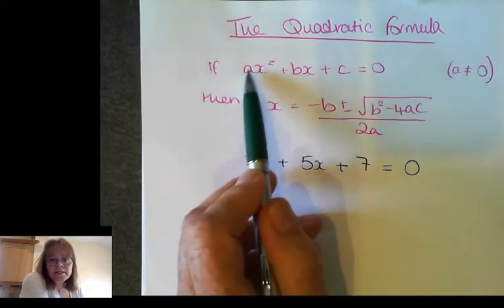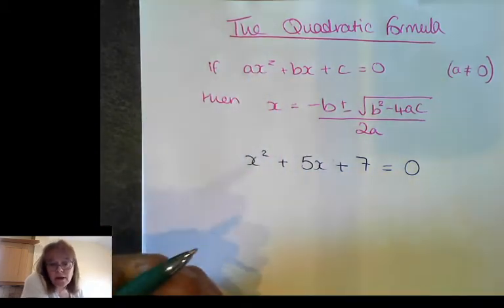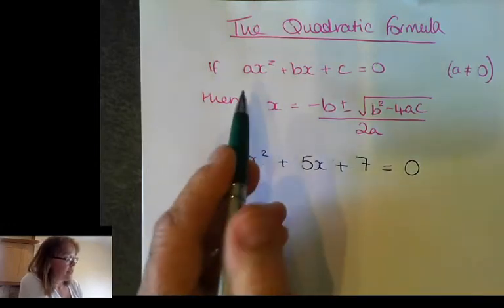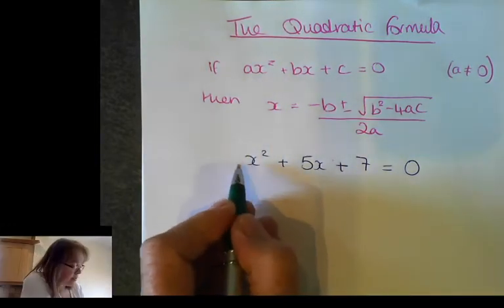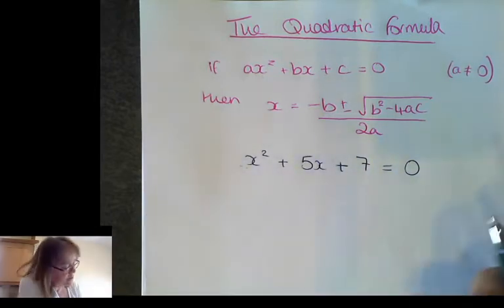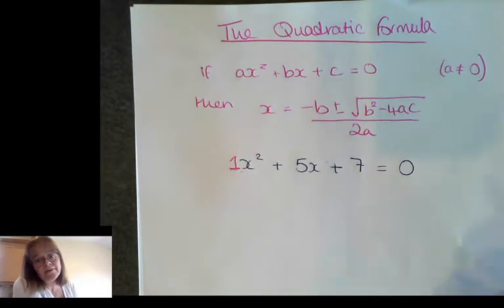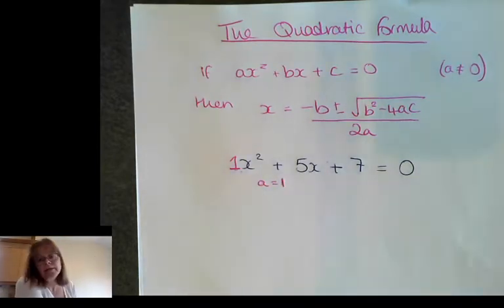So a is just the number I have multiplied x squared by, which we call the coefficient. Coefficient is just a word for the number I'm multiplying by. So basically, how many x squareds do I have? I haven't got a number written here, but I've got 1 x squared, because remember there could be a 1 there if I wanted there to be. So that's telling me for this particular equation that a is 1.